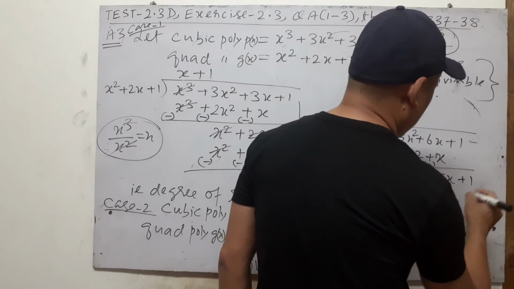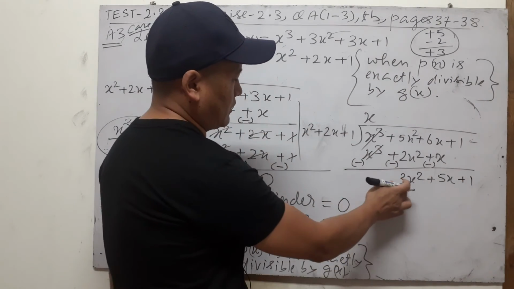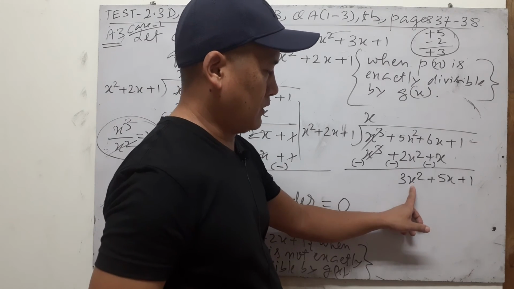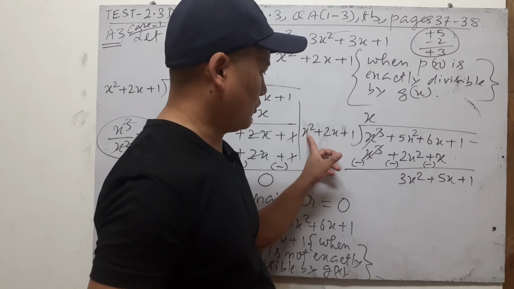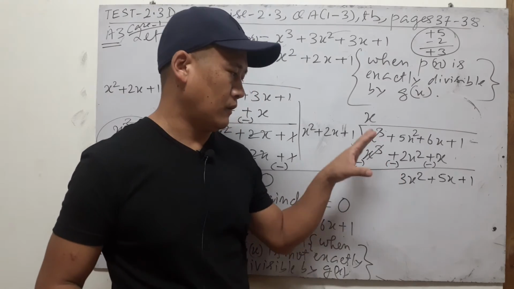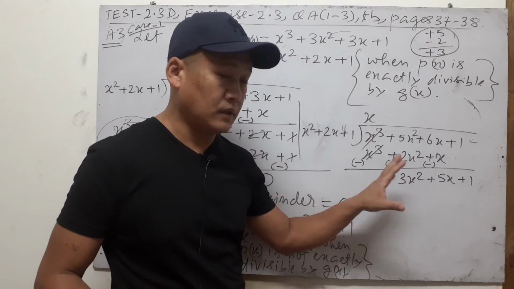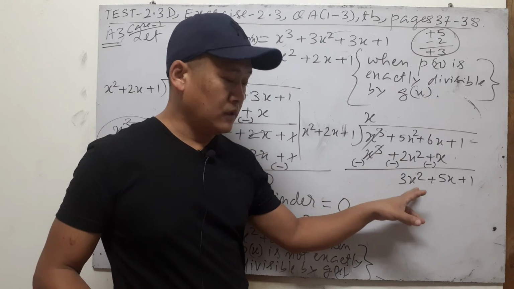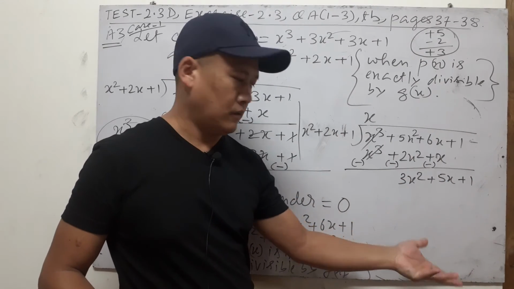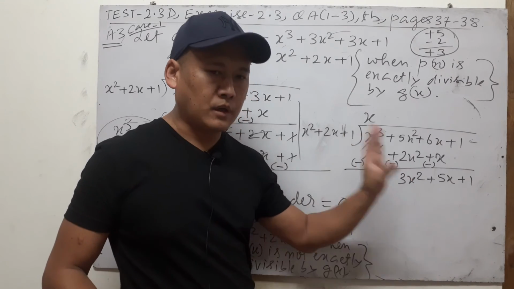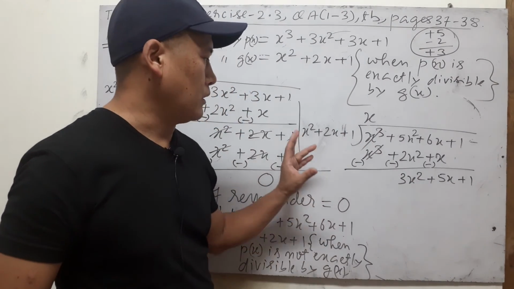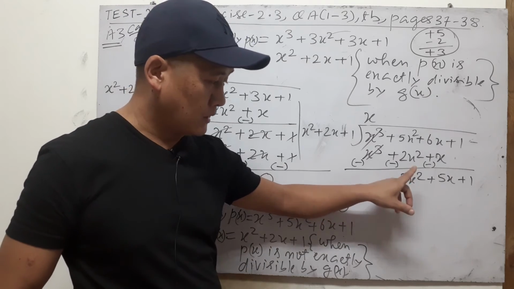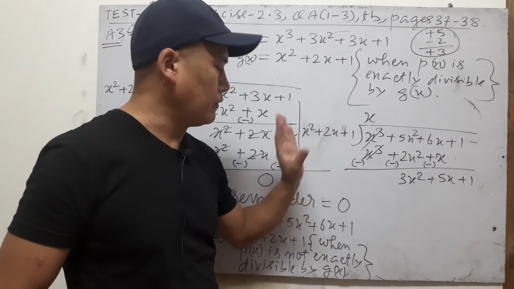Then here plus 1. The highest degree term is still x squared, the degree of the new dividend is 2, and the degree of the divisor is 2. The division algorithm tells us that we have to continue dividing till the degree of the remainder becomes lower than the degree of the divisor. So, speaking exactly, the degree of the remainder becomes lower than the degree of the divisor.